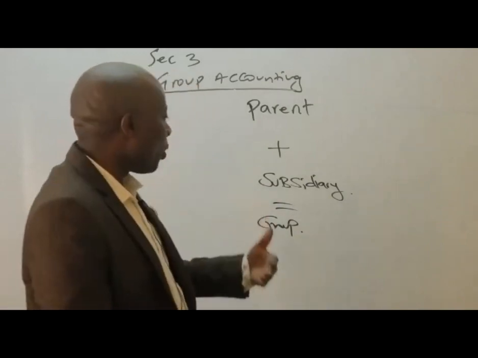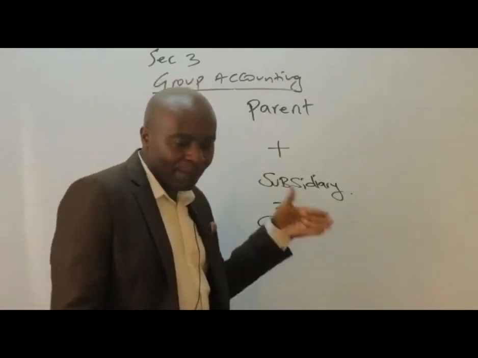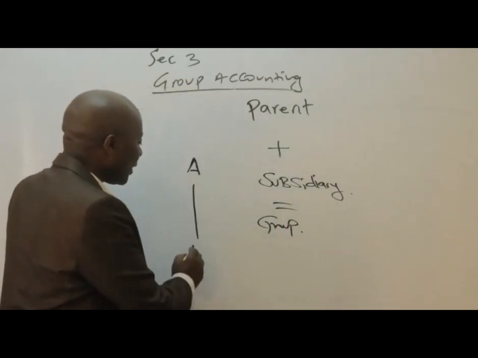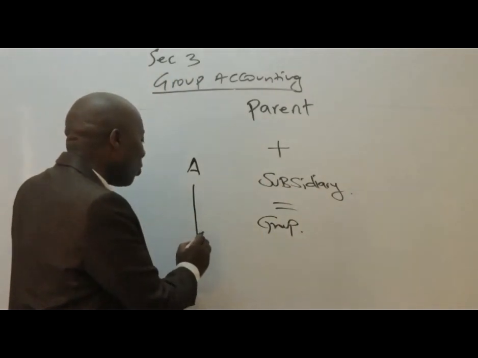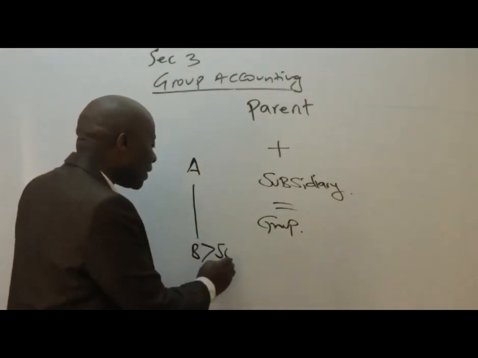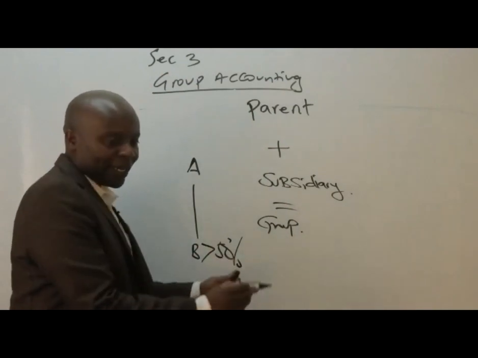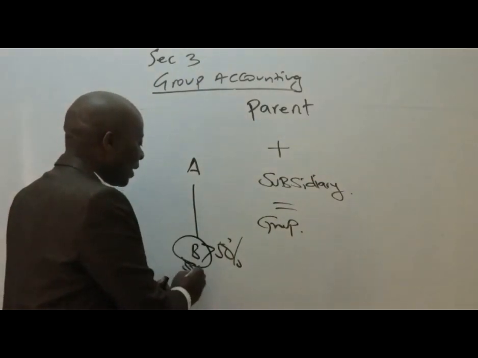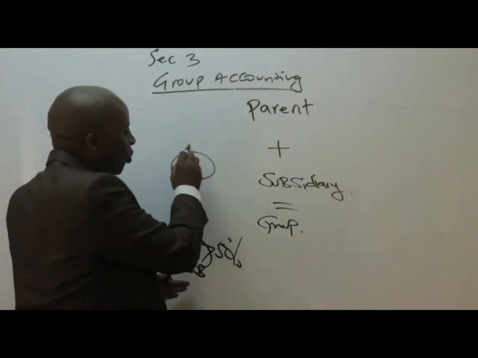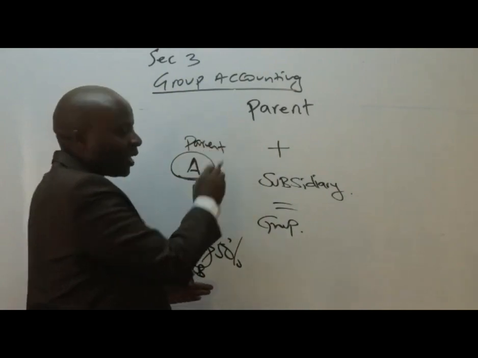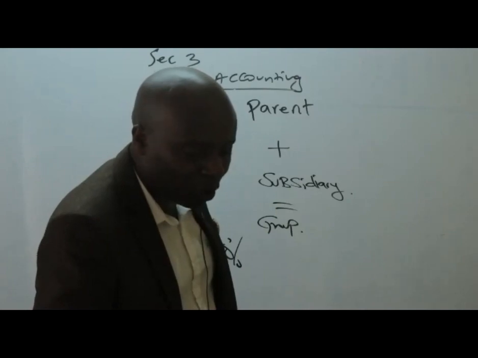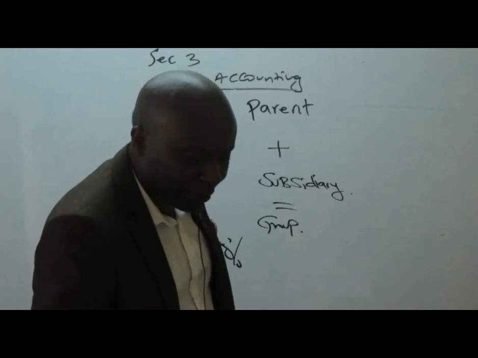If we own more than 50% of a company, for example company A owning more than 50%, so 50% plus 1, of company B, then company B automatically will be a subsidiary, and company A will be called a parent company. This is something that we will really have to appreciate very well.